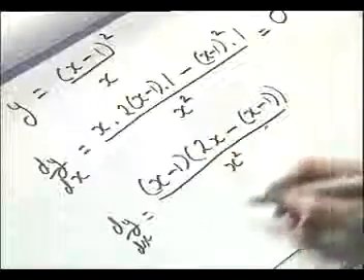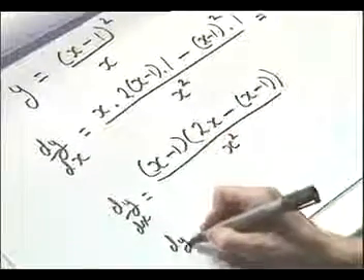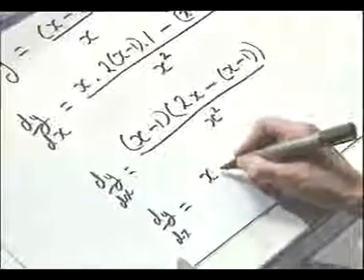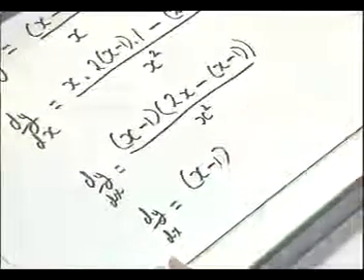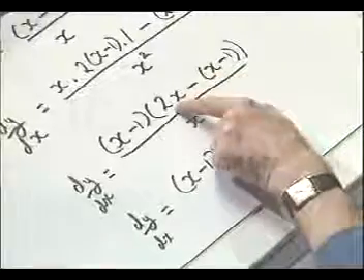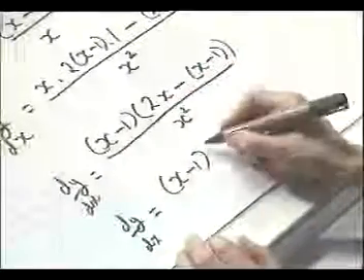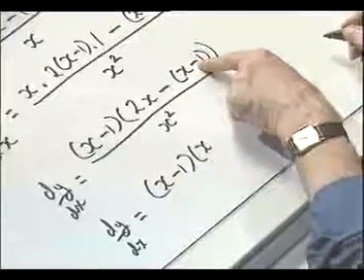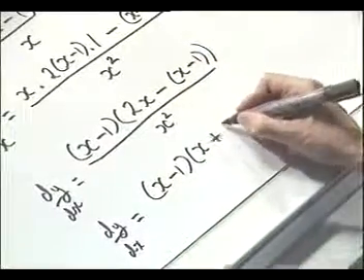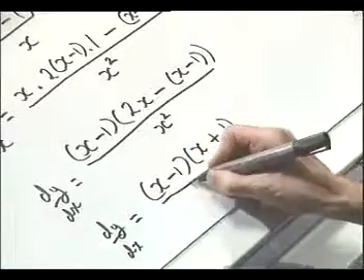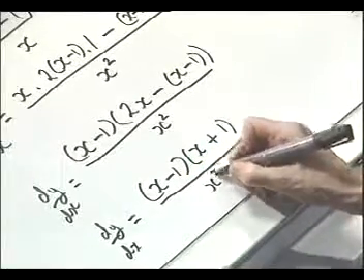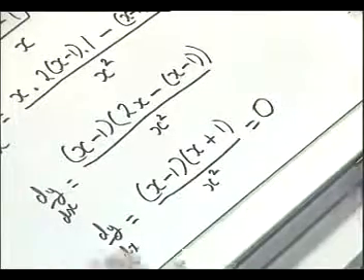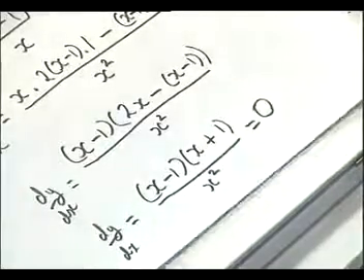Now I can simplify what's in the bracket and have dy by dx is equal to (x minus 1) times, now I have 2x take away x, that's just an x, but then I've also to take away minus 1, and so that gives me plus 1, all over x squared, and this is to be equal to 0 for my stationary points.